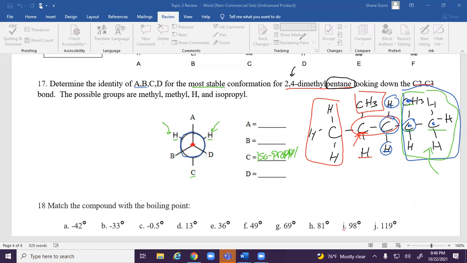So I have two methyls and one hydrogen. What should go here? B and D. You want two methyls right next to isopropyl? That would be the most unstable. I want the most stable. So one methyl group has to be with A. You want to be as far away as possible. Right? It has to be up here. Methyl. And then it's a toss up between B and D. It doesn't really matter. You put the hydrogen here and the methyl here, or vice versa. You could put the methyl here and the H here. It does not matter. It would be the same thing. But A has to be methyl and C has to be isopropyl. Only that would make it work. Be the most stable.